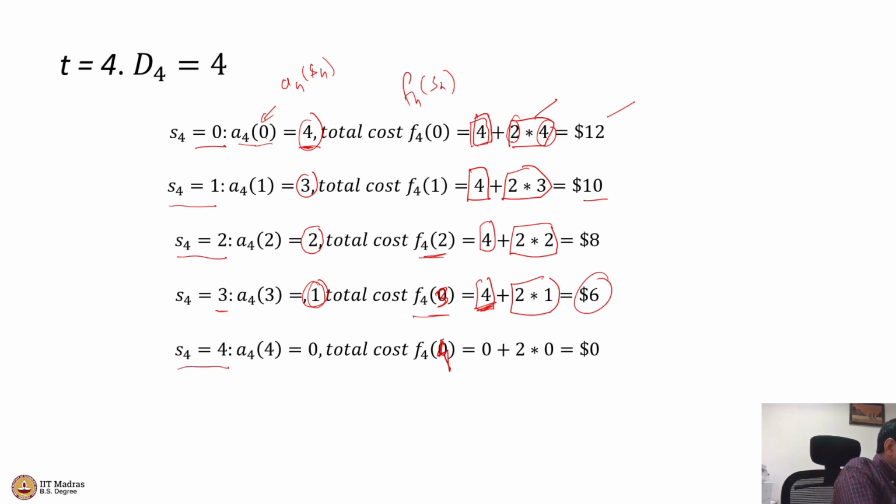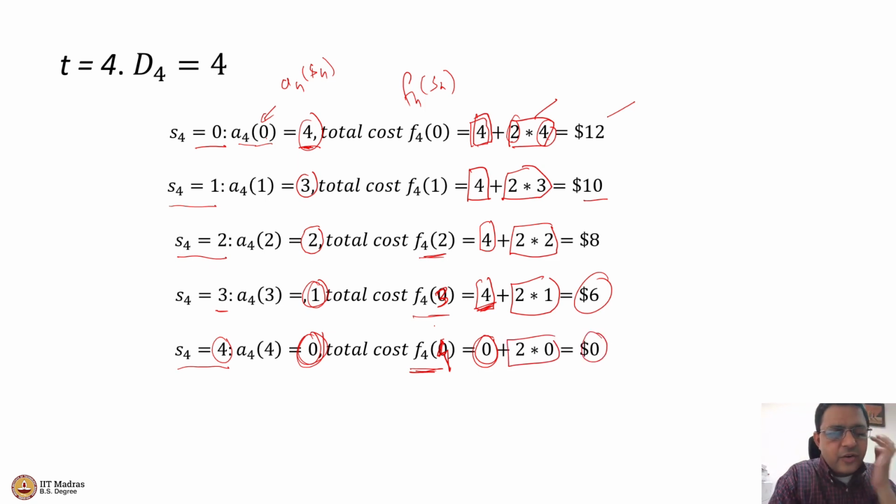When the inventory from the previous time period itself is 4, I don't have to place any order, and therefore the cost of meeting the demand is 0 because I'm not placing any order. Therefore no cost of ordering, no cost of product, therefore $0.